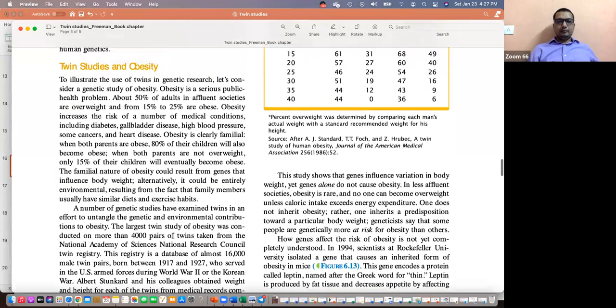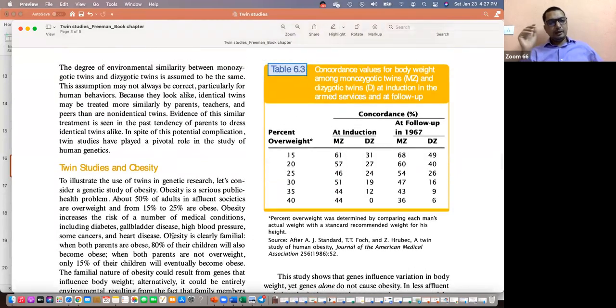So look at their data. This is a very good case study. I've also explained this in a YouTube video I did 2 years ago. So here are the concordance values for the body weight among monozygotic twins and dizygotic twins at the induction and also the second time at the follow-up.